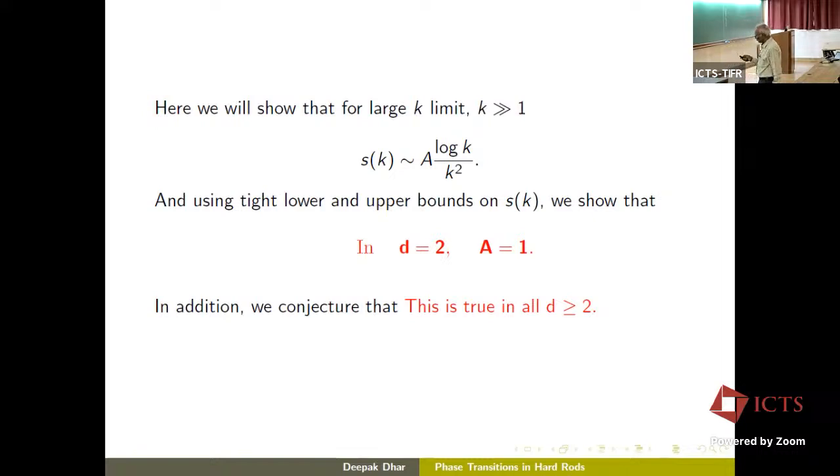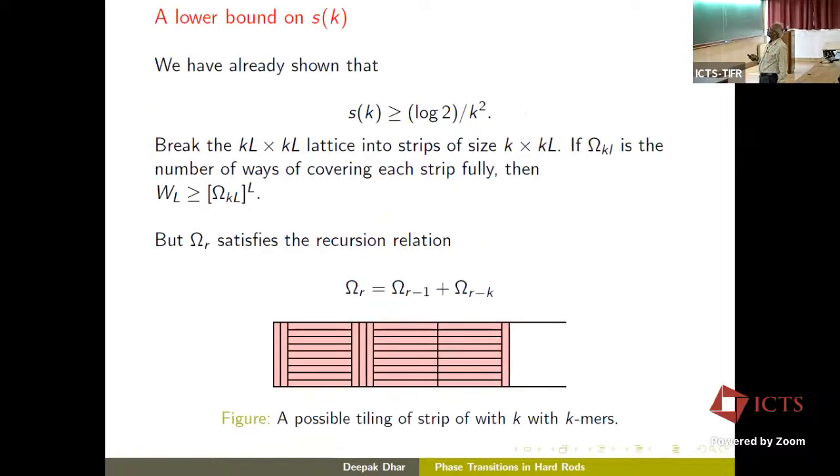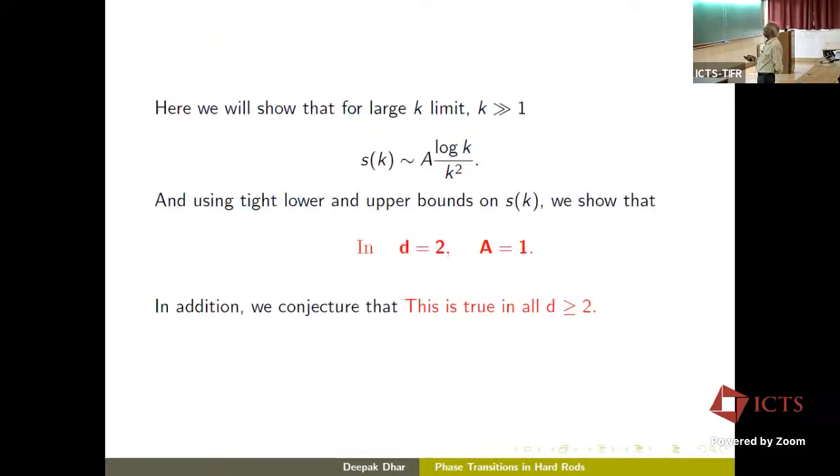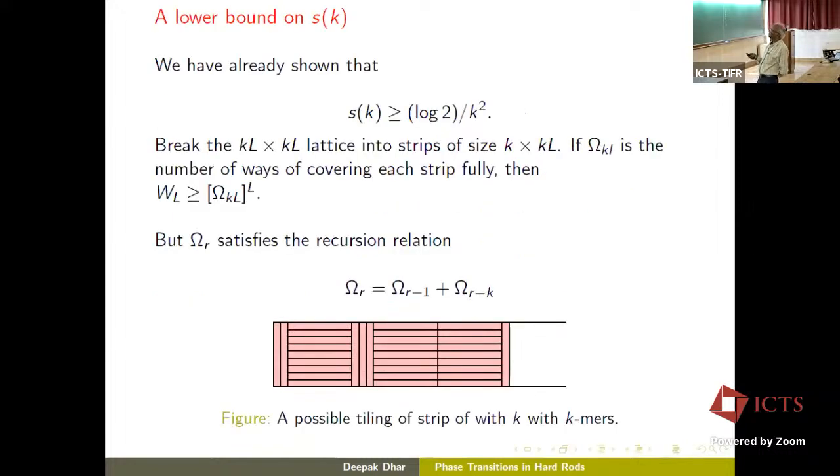Okay, so first let me obtain this result. We will obtain it using lower and upper bounds on S_K in 2D. Let me first obtain the lower bound on S_K. We have already shown that S_K is bigger than or equal to log 2 by K squared, because I broke it into K by K small squares, each one had log 2. But you can do better.